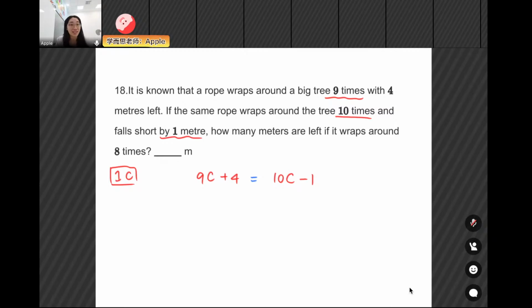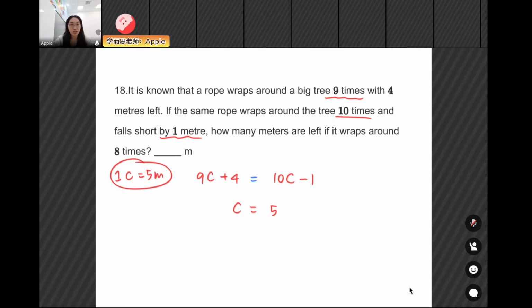And according to such equation, can you figure out the value of C? Okay, yeah. You will get 9C plus 4 equals to 10C minus 1. So 1C equals to 5. Again, what is the meaning of 5? Yeah, that is the length of one circle. Okay, one circle, that is 5. Okay, let me write down here. Equals to 5 meters.